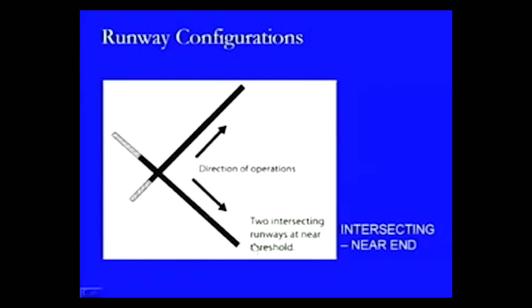Now, this is the intersecting near end runway condition, where this is the direction of operations. So, this is starting from this side. So, this becomes the near end and this becomes the far end. This is the far end. So, these two runways are intersecting each other at the near end location. This is one type of runway system.